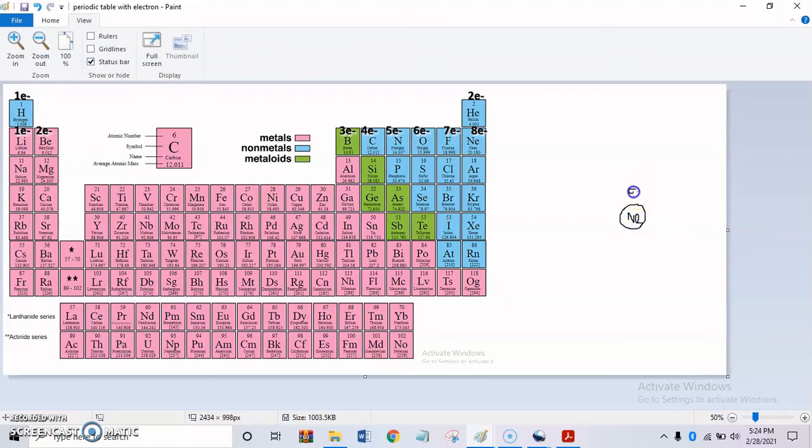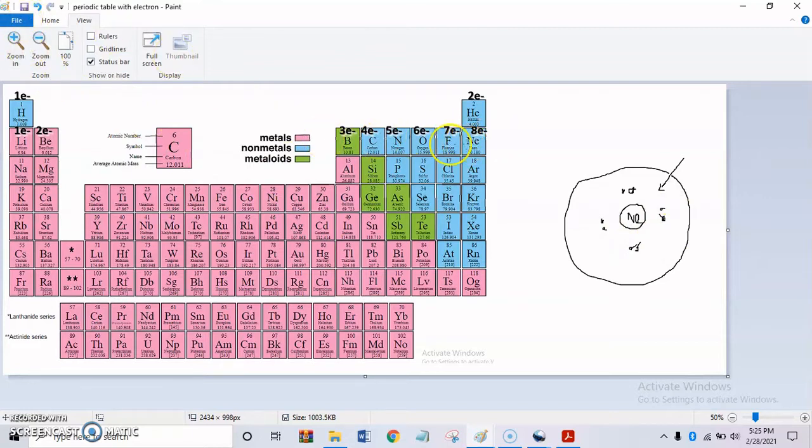8 electrons kasi 1, 2, 3, 4, 5, 6, 7, 8. And the octet rule applies sa kanya as taught na it is a single atom only. Kasi wala na siyang pwedeng i-share sa iba dahil puno na.